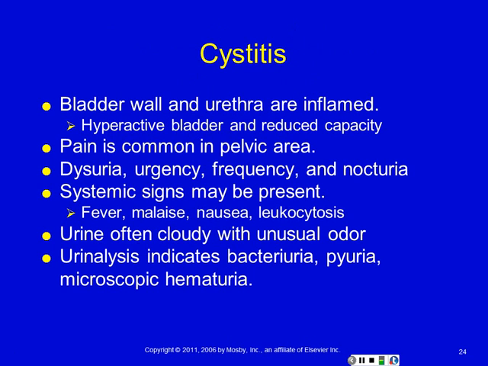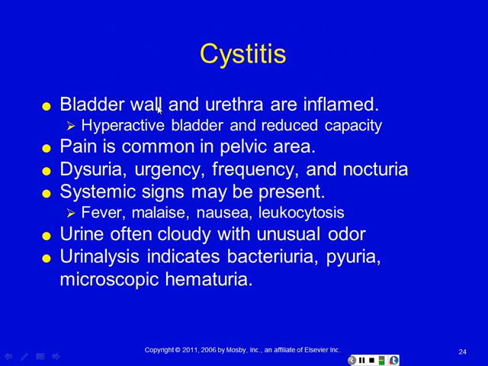So in cystitis, this is bladder infection. The bladder wall is inflamed, so that makes it irritable. The bladder doesn't want to be stretched because it hurts to be stretched when it's inflamed. So you have a small urinary capacity. That creates frequency, so the patient complains of having to go to the bathroom all the time. And then also that irritation causes urgency.